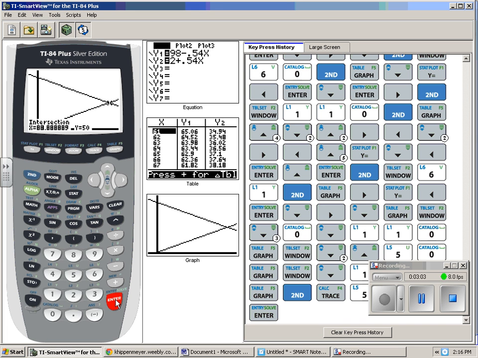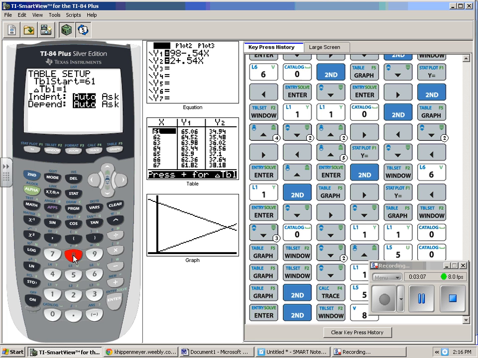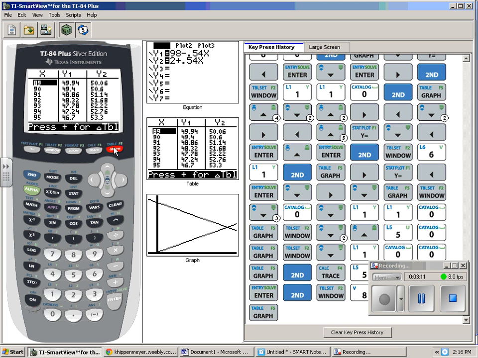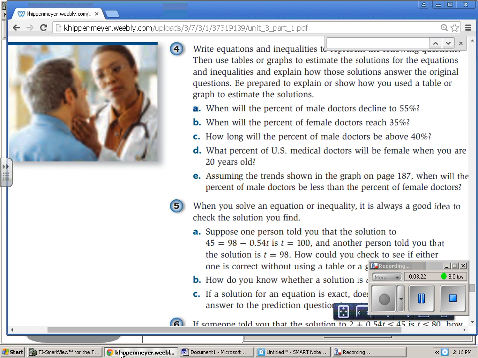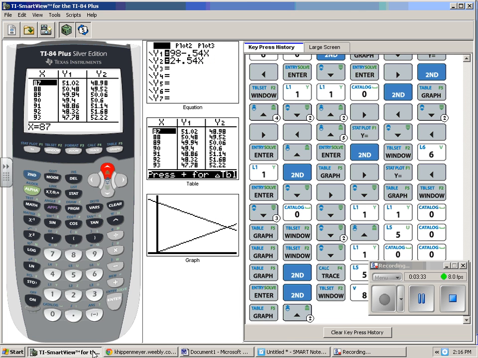So now we're going to think about, all right, if we look at 89 years after 1960 in the table, when is going to be the area where the percent of male doctors is going to be, and I believe it was less than female, let me see. E, when will the percent of male doctors be less than the percent of female doctors? So if you look at 89 years, they're about equivalent. And the percent of male doctors is going to be less than the percent of female doctors from really 89 years and forward. At 88 years, the percent of male doctors you can see is still greater than the percentage of female doctors.